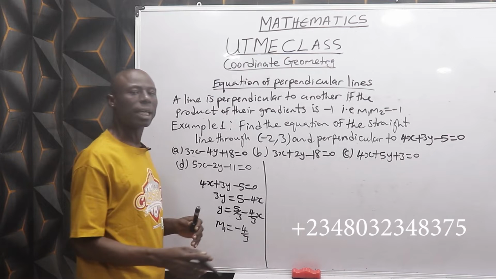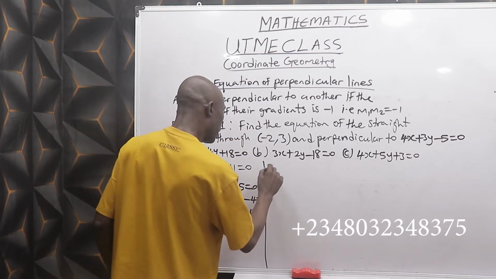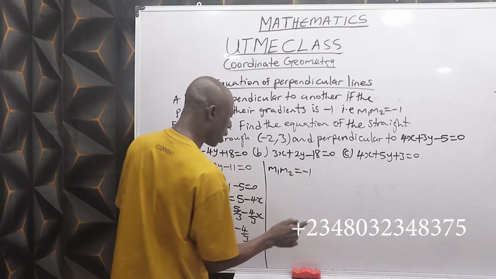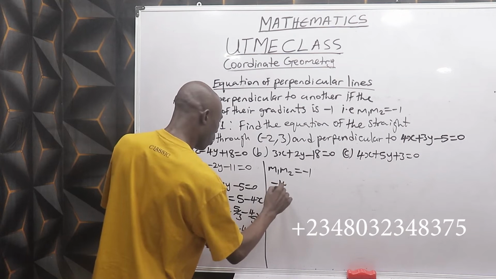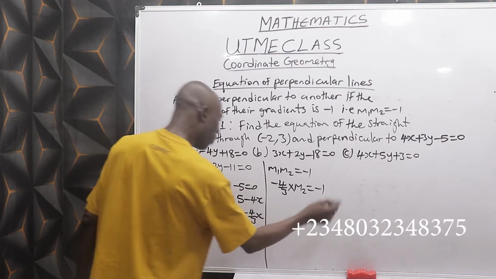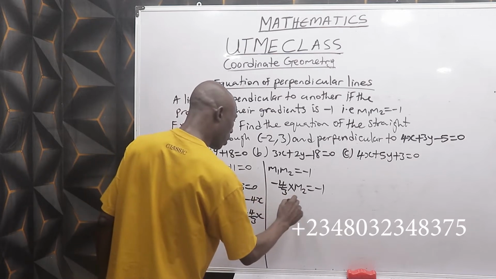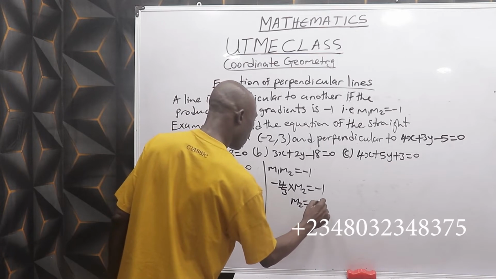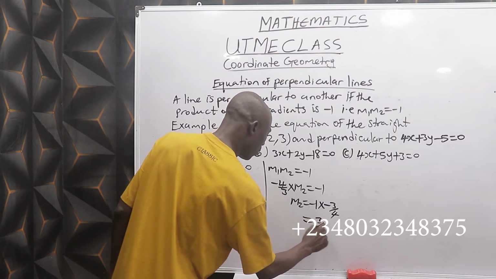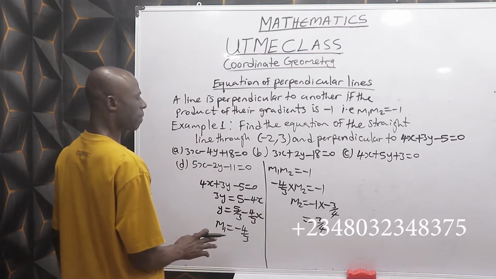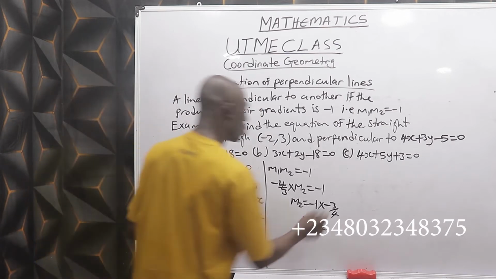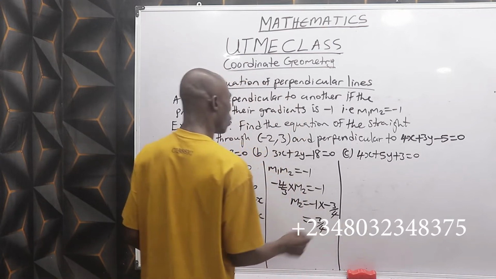So what is going to be the gradient of the perpendicular line? M1 M2 must be equal to -1 if one is perpendicular to another. M1 is -4 over 3, now times M2 equals -1. Dividing both sides by -4 over 3, we have M2 equals -1 times -3 over 4, and that gives 3 over 4 positive. That means 3 over 4 is the gradient of the perpendicular line. We now use it to form the equation we need.